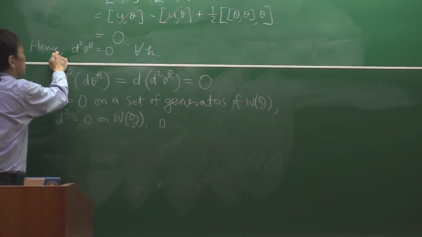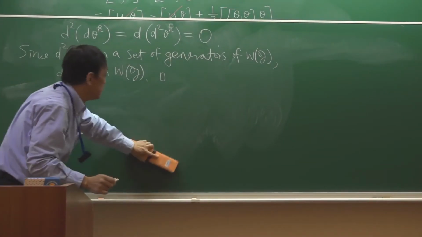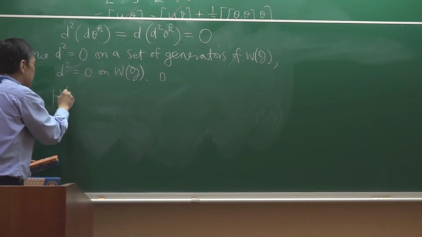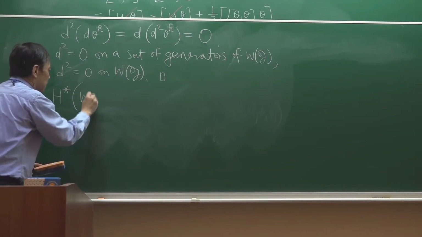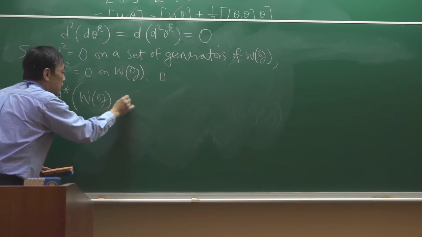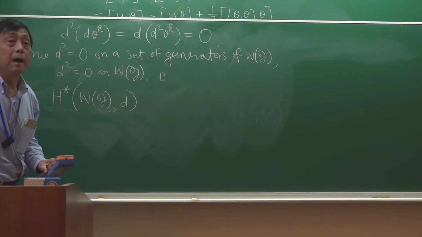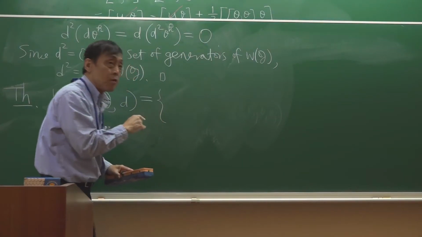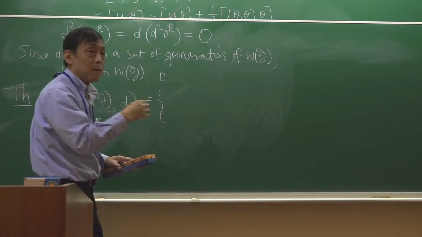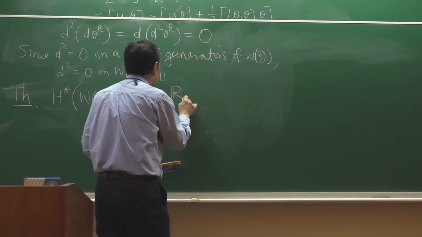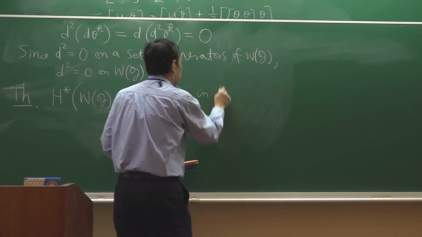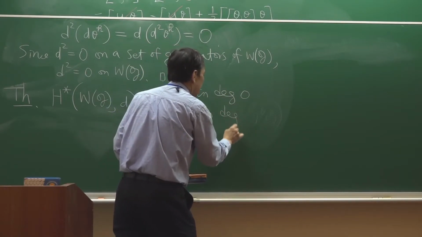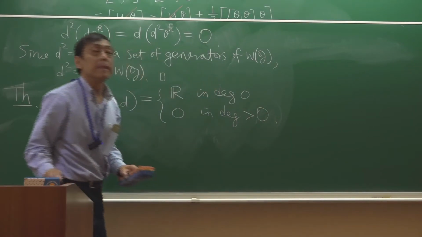And that means you should be able to compute its cohomology. Okay. The cohomology of the Weil algebra with respect to D. And it turns out that this cohomology is like the cohomology of a point. So it's R in degree 0 and 0 in degree greater than 0. Okay.